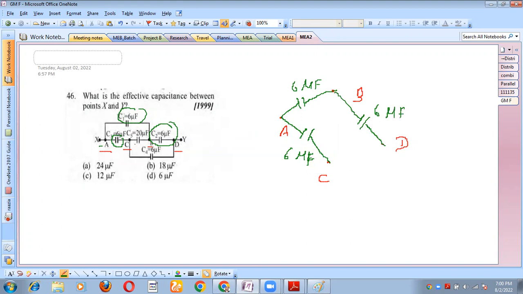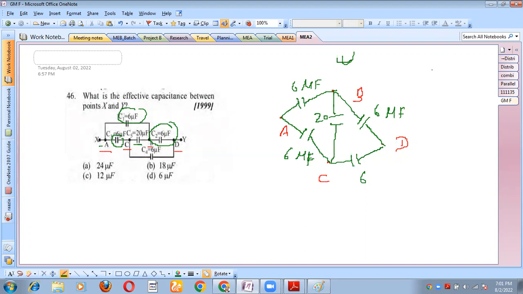Again, between C and B, we also have a capacitor that is 20 microfarad. And also between C and D, we have 6 microfarad. So there are a total of 5 capacitors. You can count 1, 2, 3, 4, 5. So all are arranged.